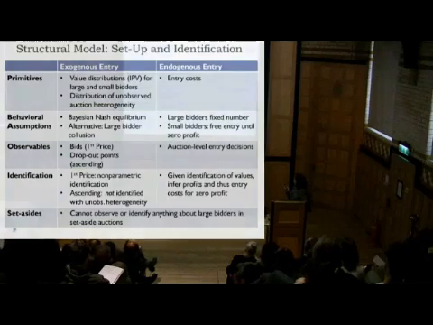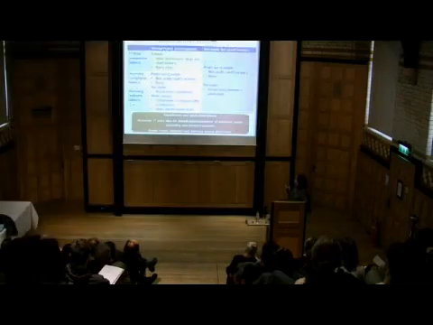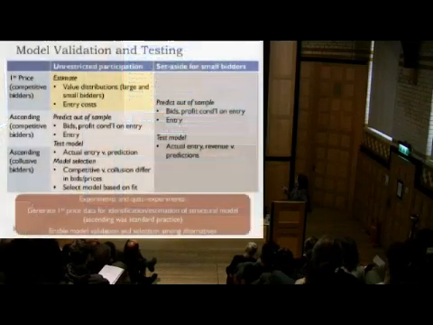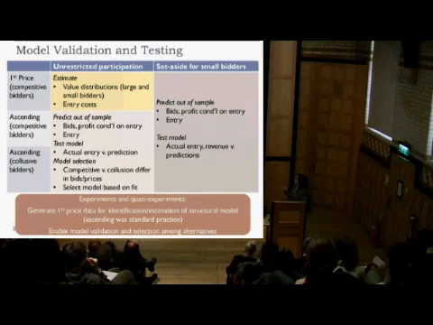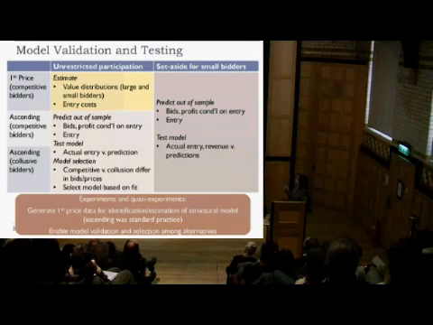Okay, so let me move on and talk about what I do now. In each of these two papers, I'm going to estimate my primitives using first price sealed bid auctions where I assume competitive behavior and models with unrestricted participation, so not set-aside auctions. If I have that, I can get the value distributions for both large and small bidders and the entry costs. Okay, so that's the whole primitive of the model.